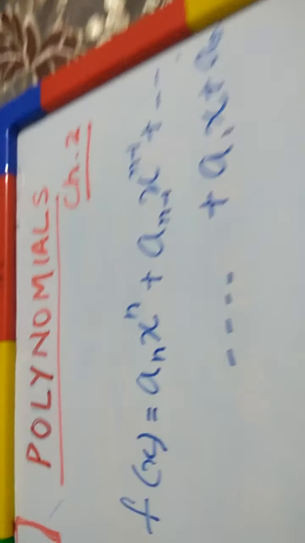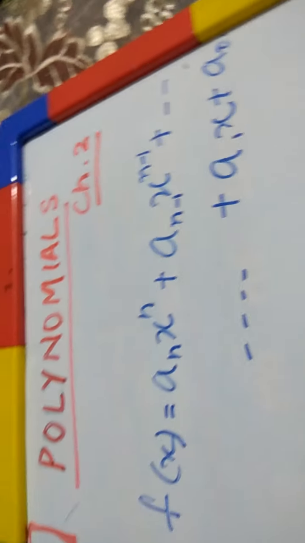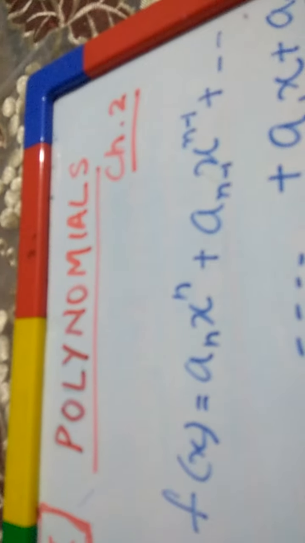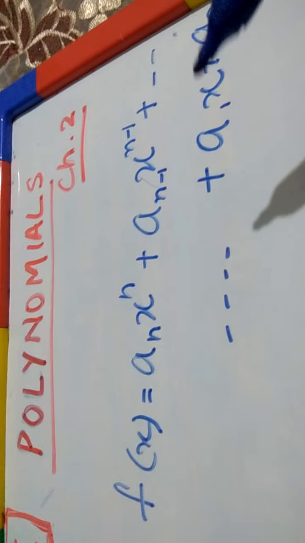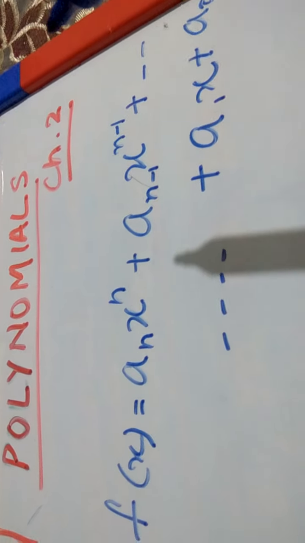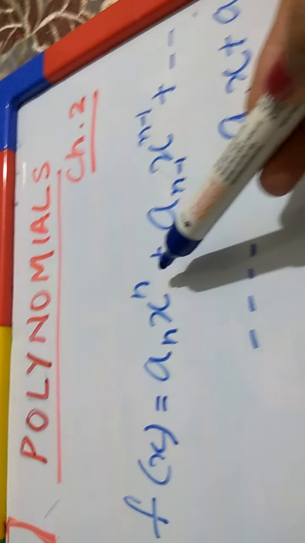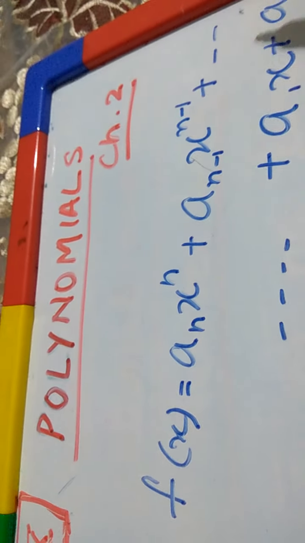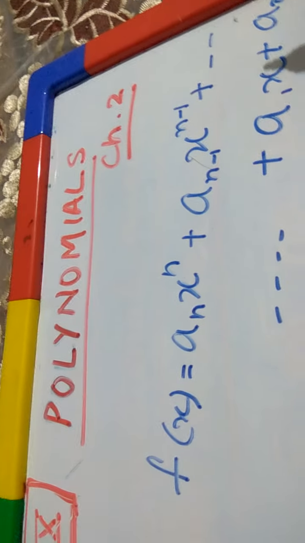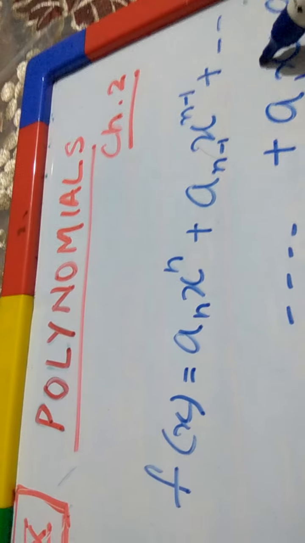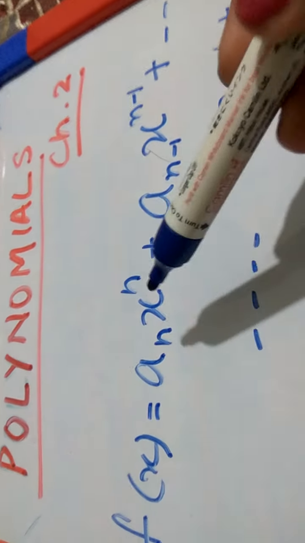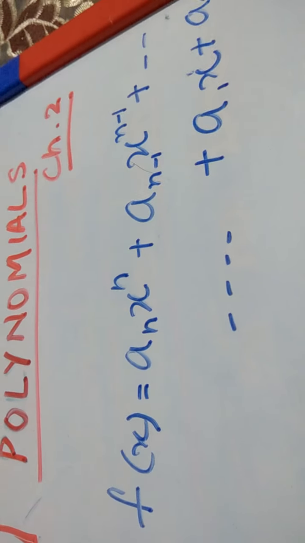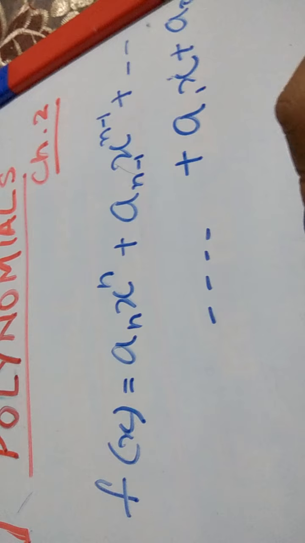Now, what does this general form signify? Here, this a_n, a_(n-1), a1 and a0, all these are the constants and the x is the only variable. Now, these are the powers of x, n minus 1 and so on. So, these are the powers of x or the exponents. Now, the power of x, n, is always a whole number.